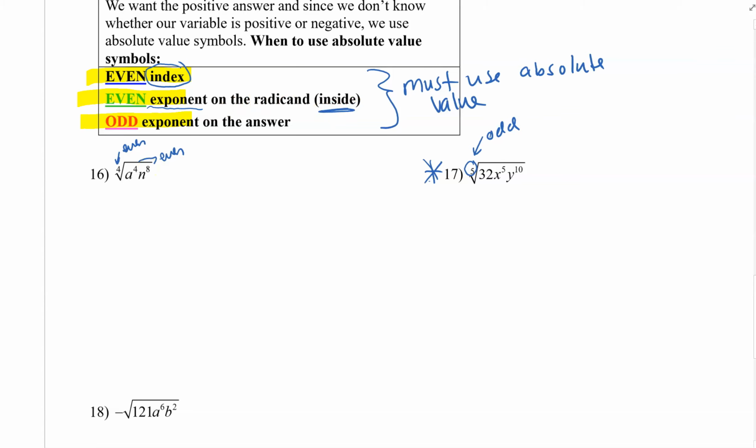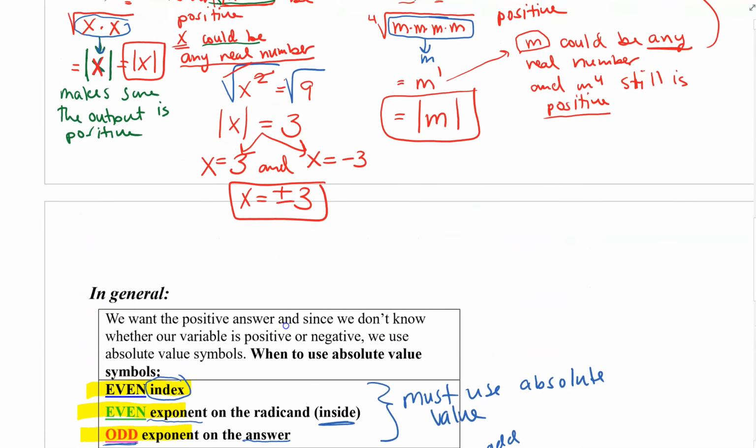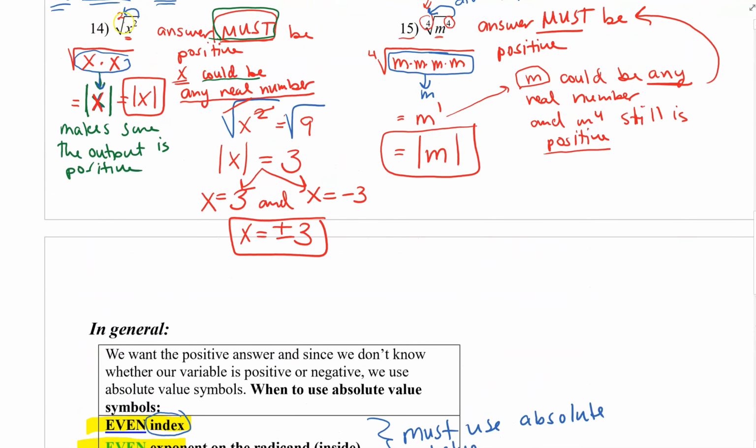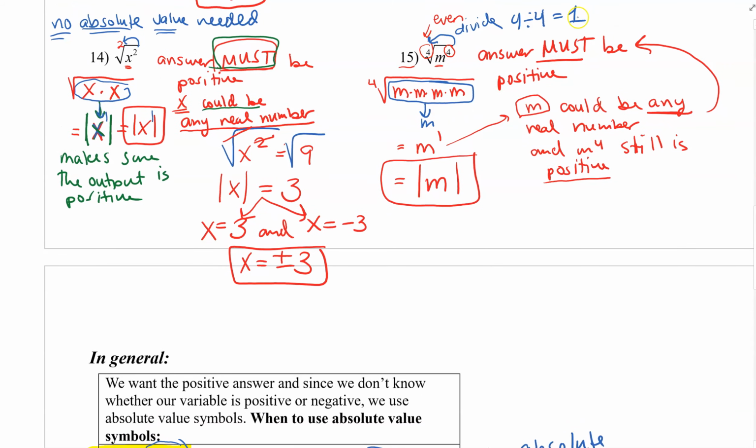Even index, even powers. And then when you simplify, if the power comes out to be an odd in the end on the answer, that's when you'll need absolute value. So let's look at 14. 14 had an even index of 2, an even power of 2 under the radical, and then when I simplified, there was a power of 1, which is technically odd. That is why I needed absolute value. 15, same scenario. I started with an even index, and I had an even power under the radical, and then when I simplified, when I divided power by index, I got an odd number, 1. And that was why I needed the absolute value.